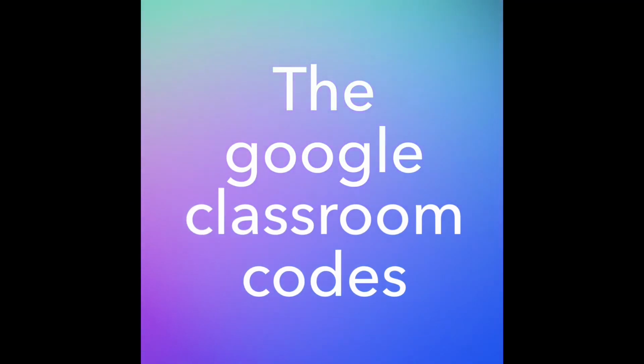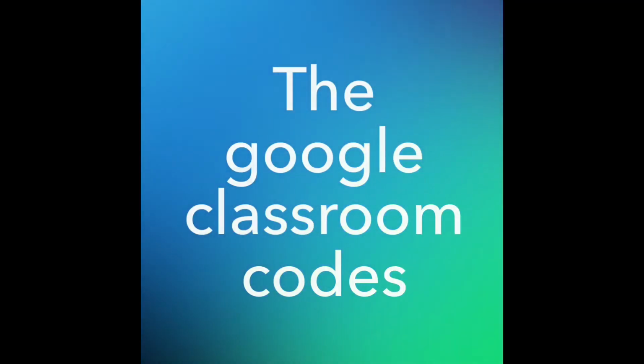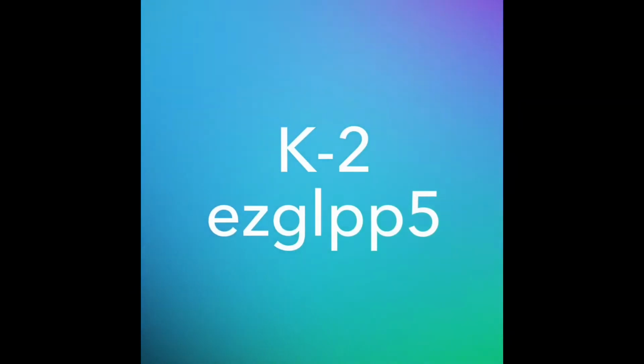So remember, we're split up into two different groups. You may want to write this down. So kindergarten through second grade, your code is EZGLPP5. So that is E as in Einstein, Z as in zebra, G as in goat, L as in laugh, P as in pizza, P as in pizza, 5.